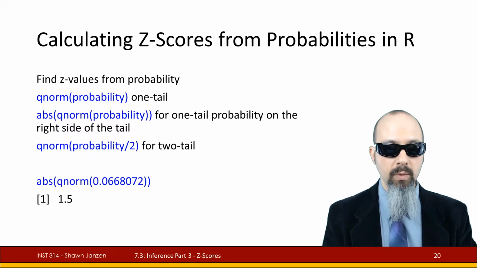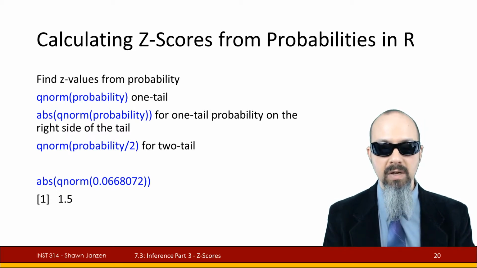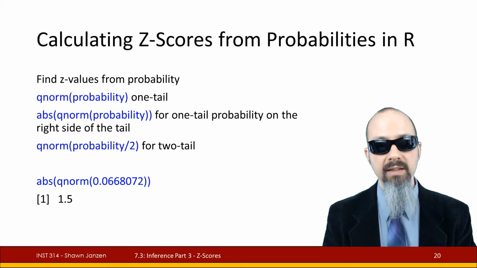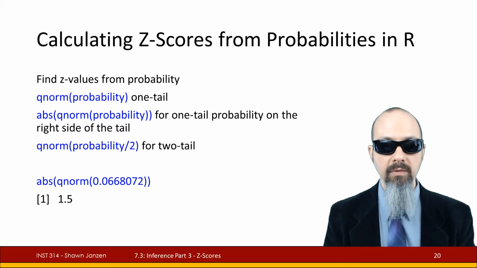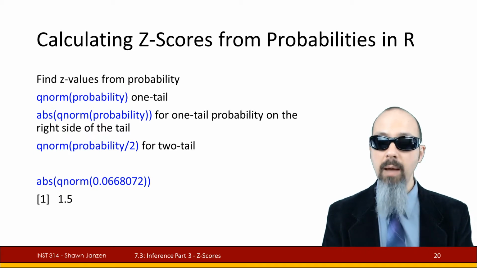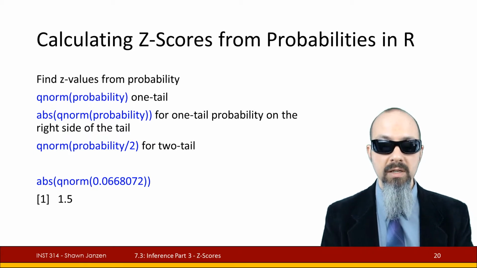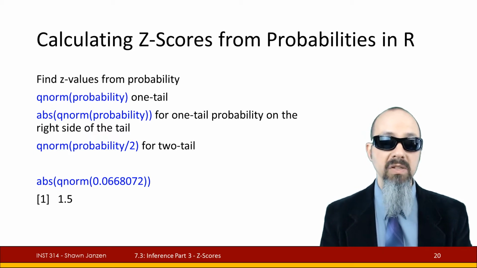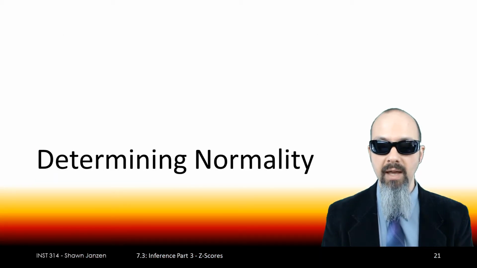So also then we can do q norm probability divided by 2 for a two-tail. Keep in mind, when we're doing these two-tail tests, we could look in either particular direction, and so we would do the probability divided by 2. So if we wanted to find out what was the score, we said before, of getting a 19 or more, and we're looking in that right tail because we wanted to get the high-end value, we would do an absolute value of q norm on the probability we had of 0.0668072. I just took the whole number to make sure we were as accurate as possible, and it gives us a 1.5, which is the z-score we had from before.